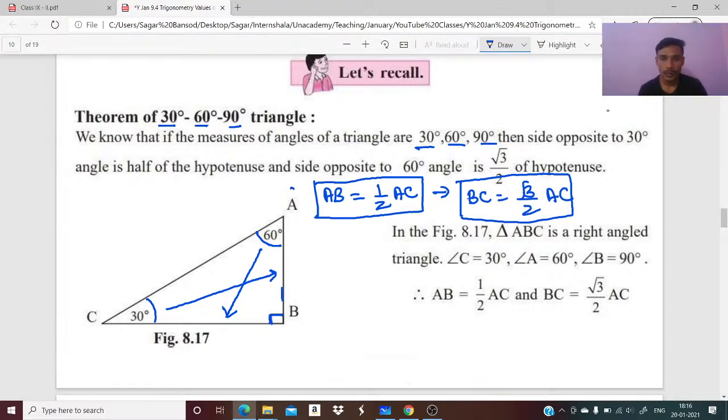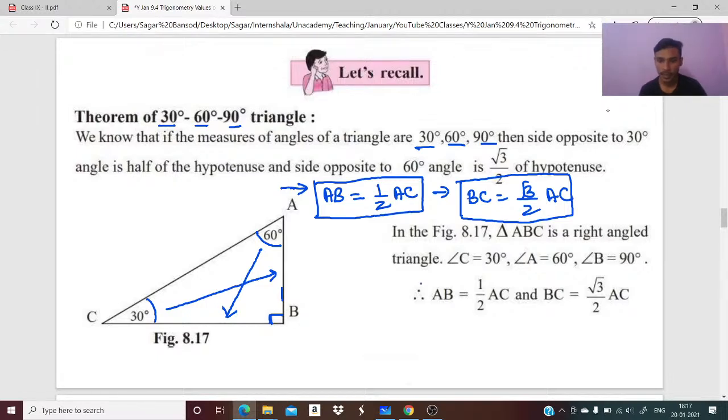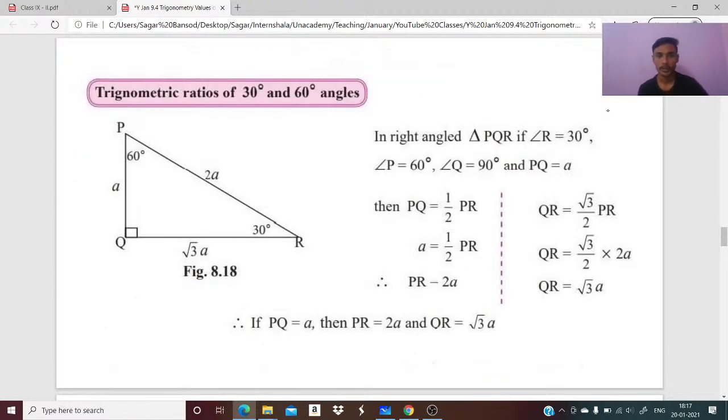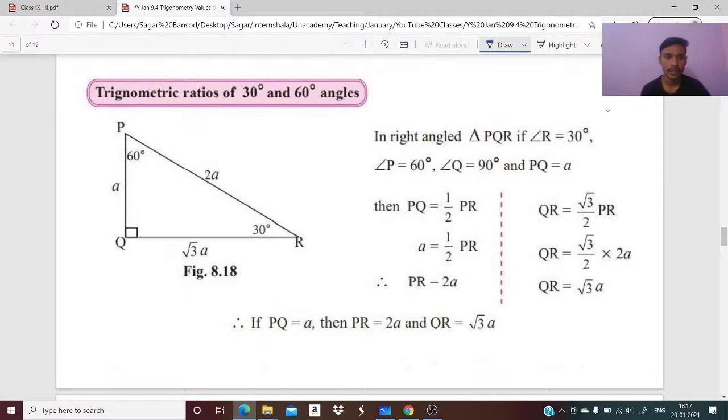So first of all, we should know these two things: my AB is half of AC and my BC is equal to root 3 by 2 times AC. I have also written these two statements here. So using these two theorems, we will try to find out all the sides of my triangle PQR here.